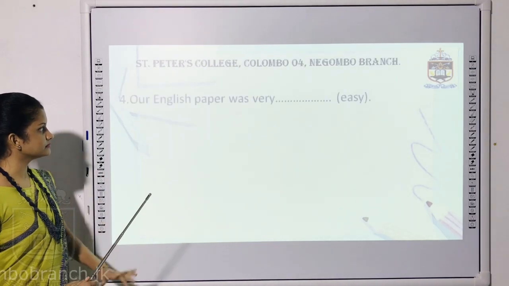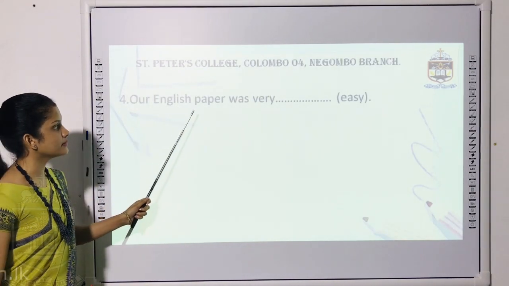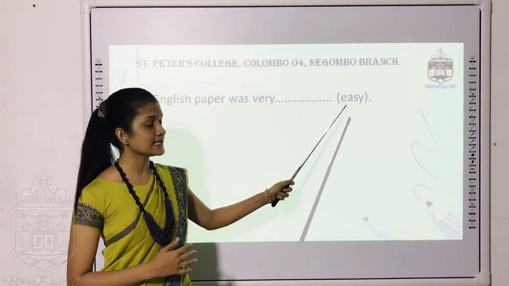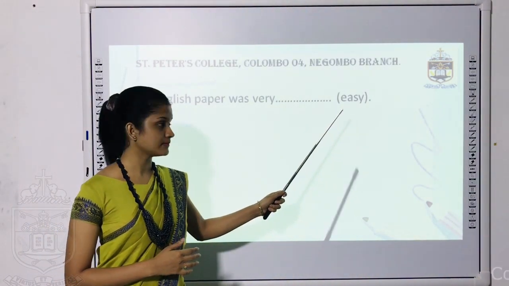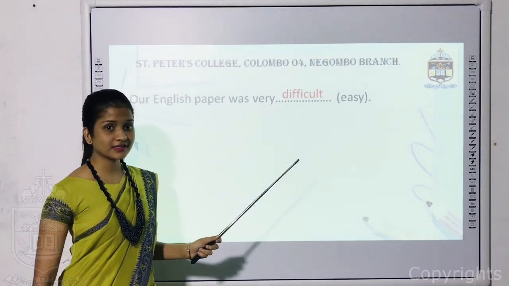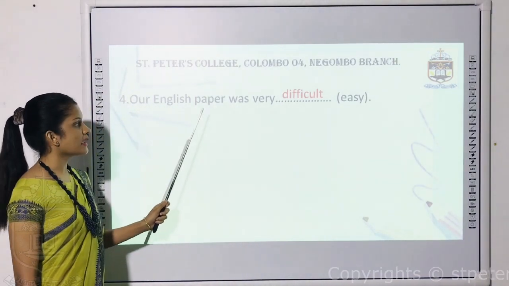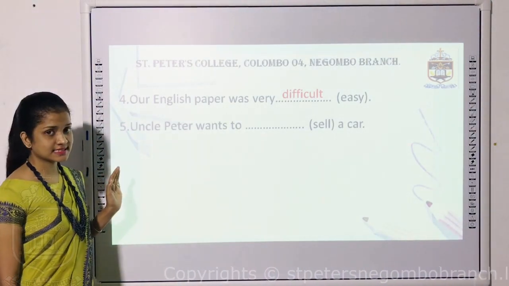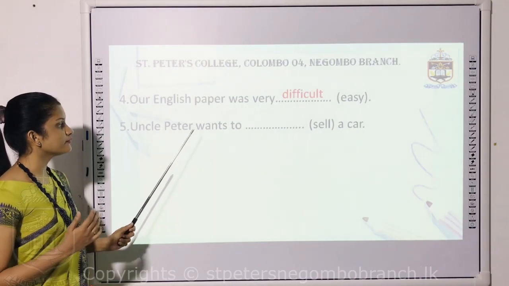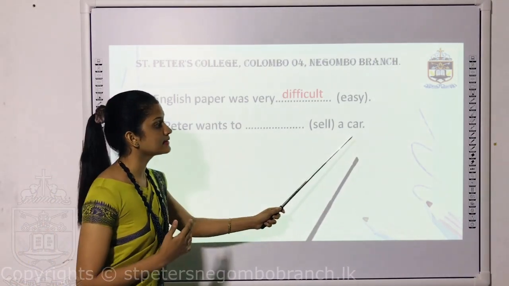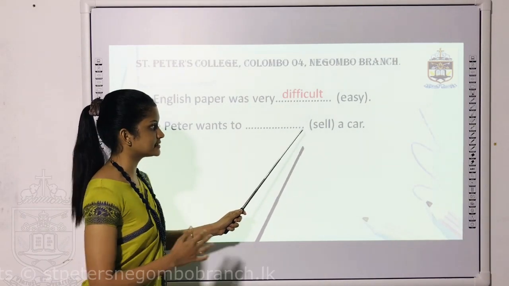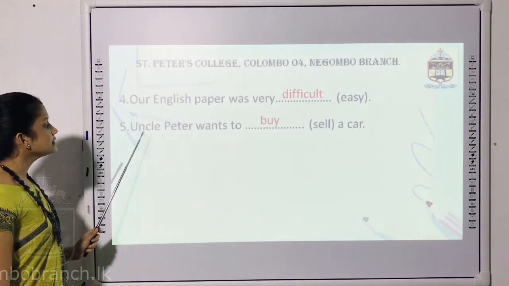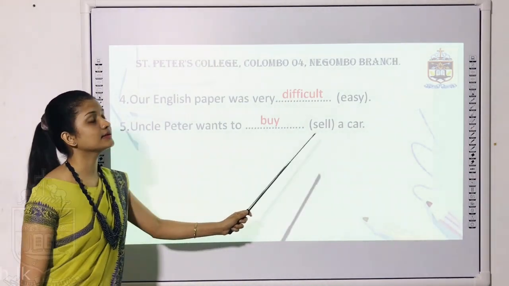Okay, fourth one. Our English paper was very blank. There's a word easy. What is the opposite word? Difficult. Our English paper was very difficult. Fifth sentence. Uncle Peter wants to blank a car. Opposite word for sell is buy. Read the sentence with me. Uncle Peter wants to buy a car.